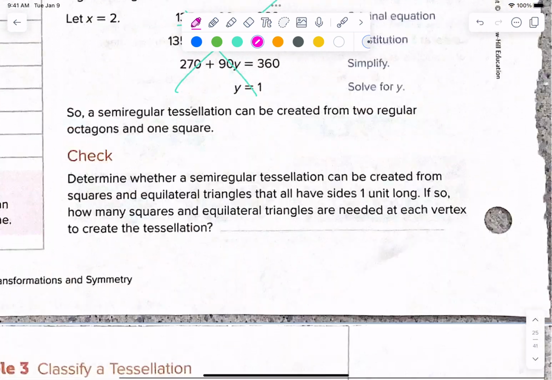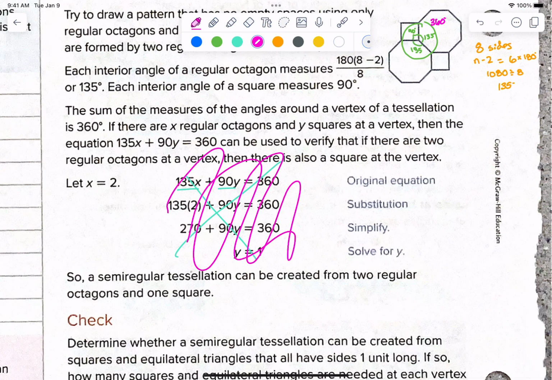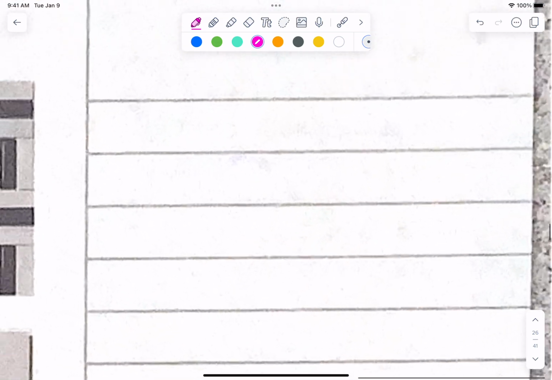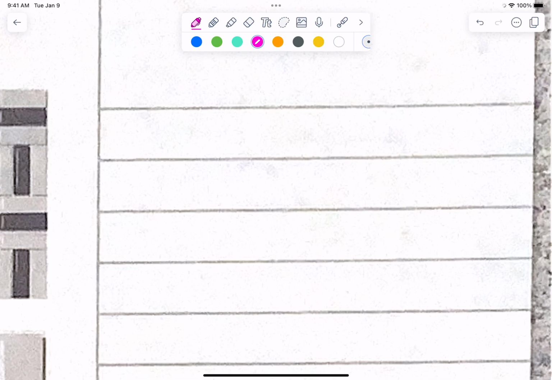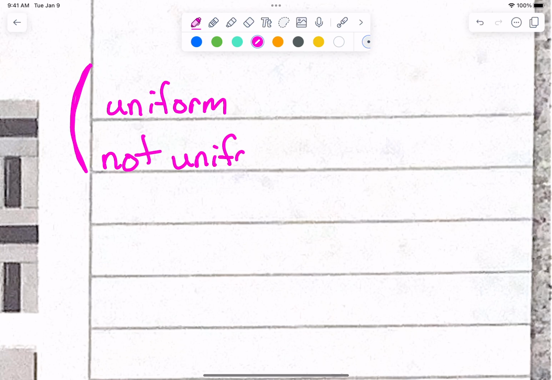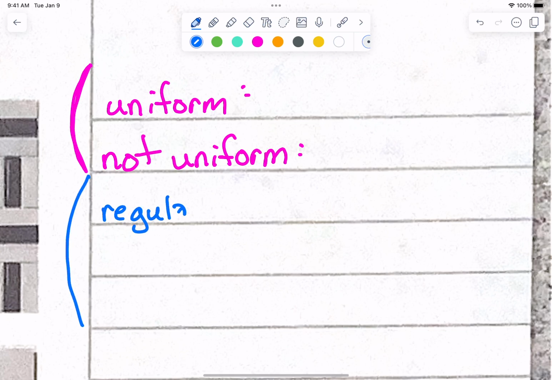All right, let's look at this big equation that they did to figure that out. I'm not doing that. All right, let's go down to here. Classify a tessellation. There are 2 different names that it could have. It could either be uniform or not uniform. And I'm going to talk about what those look like in a second. And then the second name is it could be regular, not regular, or semi-regular.